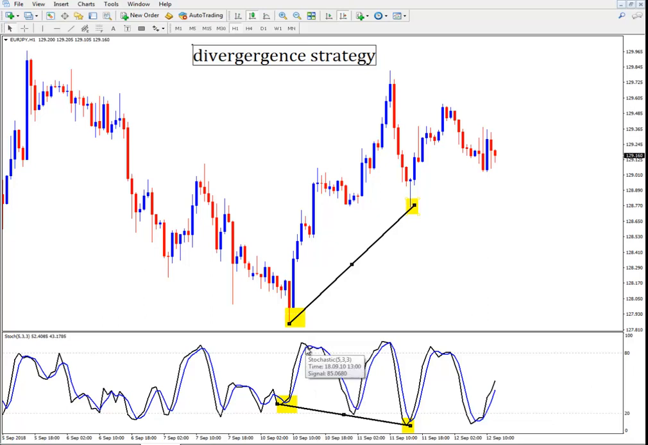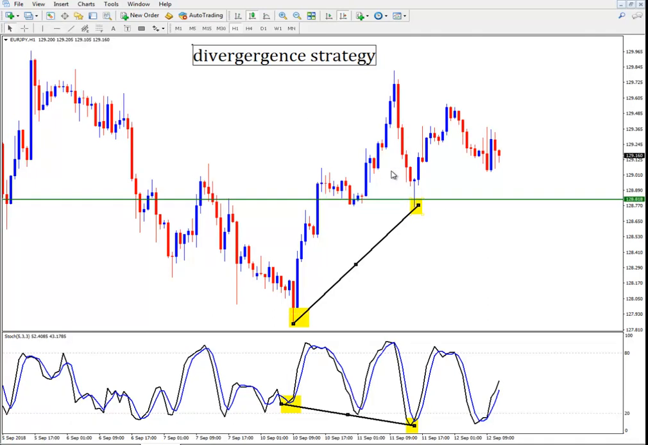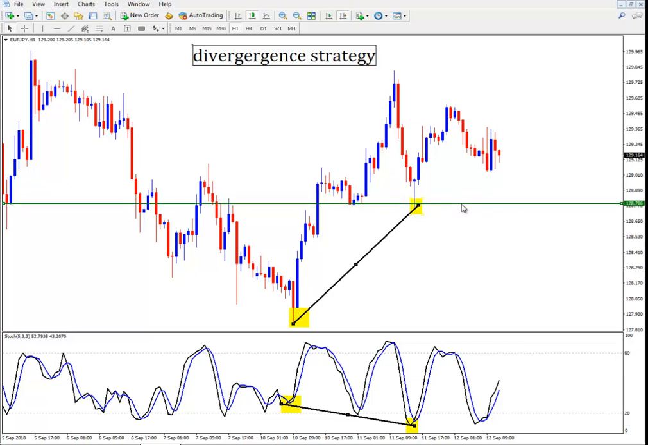So here we can see that price and indicator are both showing us different things. Price is going from lower to higher, but the indicator is going from higher to lower. So we can obviously say that the price will diverge from here, and if we mark this area also, then we will see that this is also a support zone.